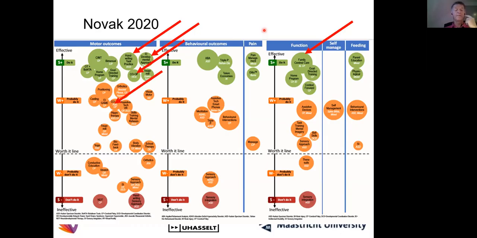But the CO-OP therapy, the cognitive approach, is not yet shown to be very effective within cerebral palsy, so it is still probably do it.